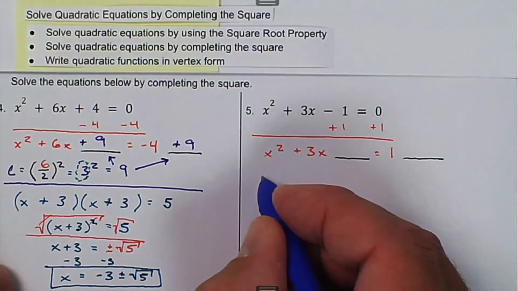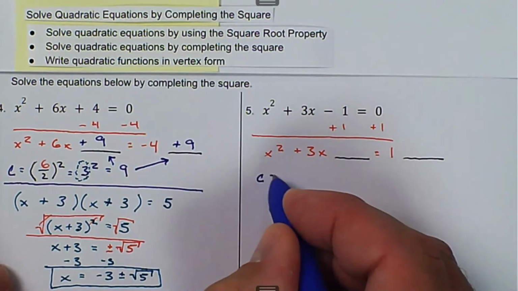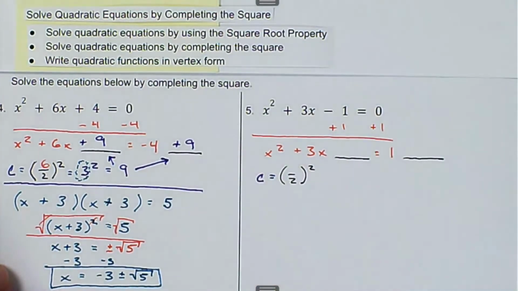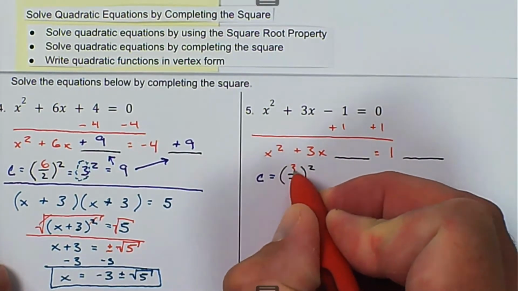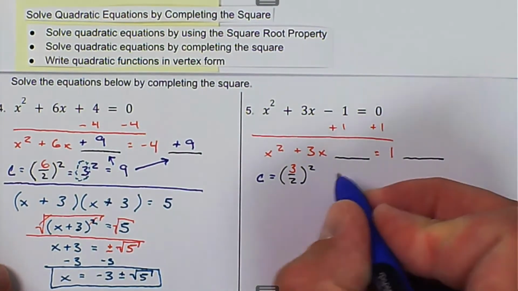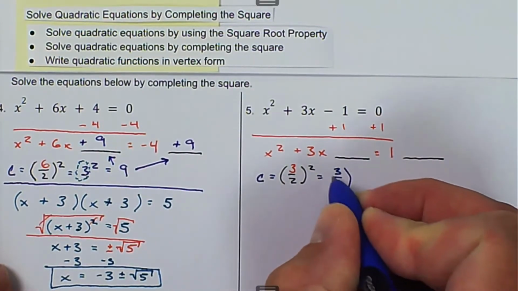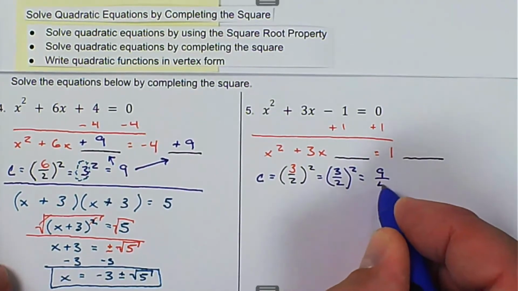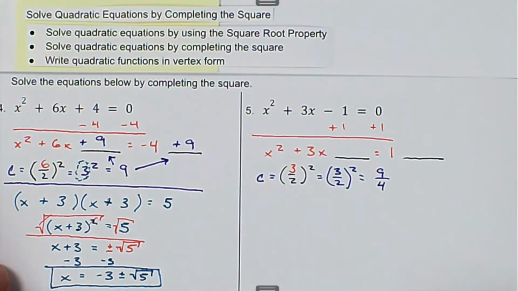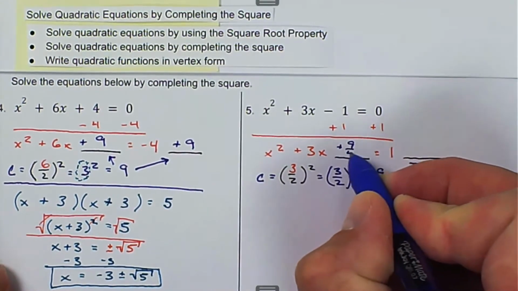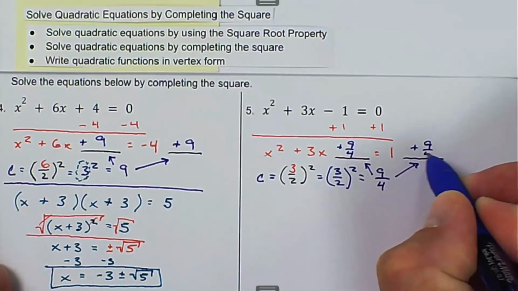So our c value that we need to calculate is always going to be the same. We're going to take our b value, divide it by 2, and square it. So our b value in this case is 3. Now, I can't divide this and allow me to square it very easily. So I'm just going to leave it as 3 over 2 squared. 3 squared is 9, and 2 squared is 4. So that's what I'm going to add to both sides of the equation. So I'm going to add 9 over 4, and I'm going to add 9 over 4.